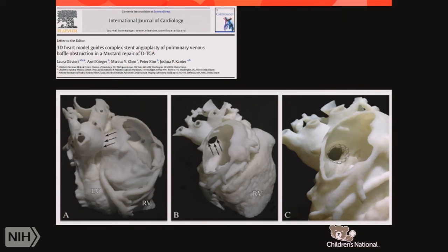Black arrows here indicate the area of stenosis. Our cardiac catheterization doctor was able to hold the heart, understand where the stenosis is, the nature of the stenosis, select a stent, and actually do a dry run stent angioplasty.